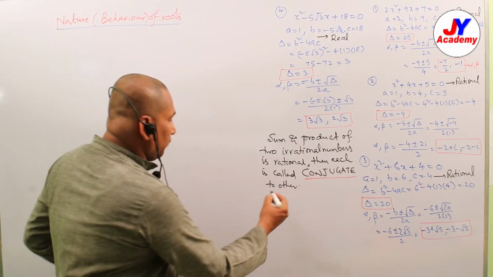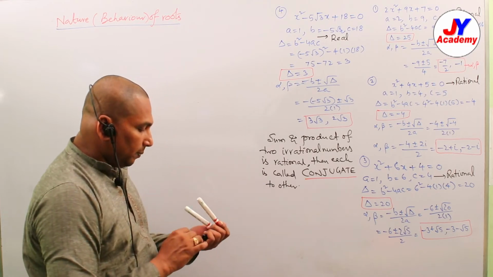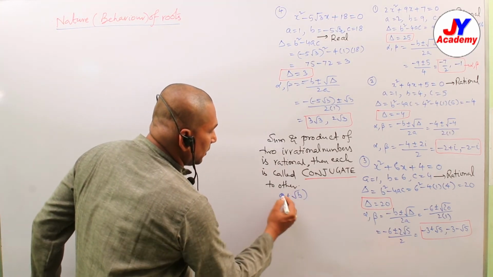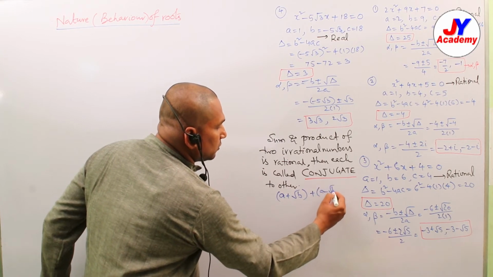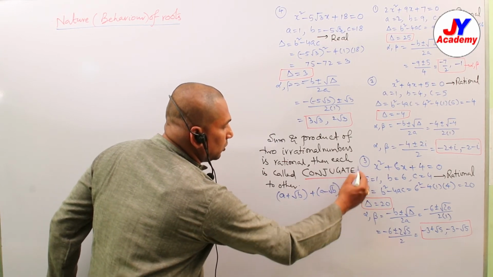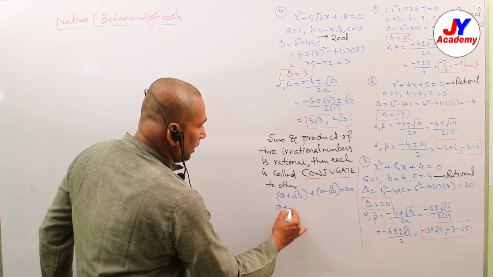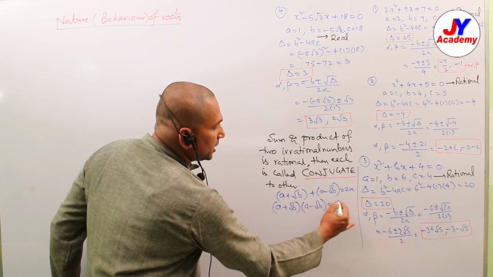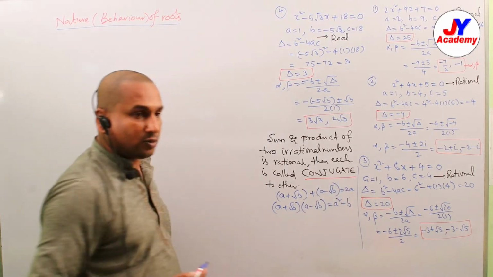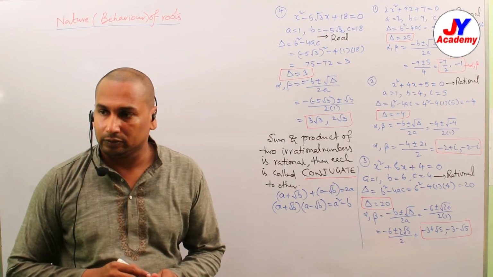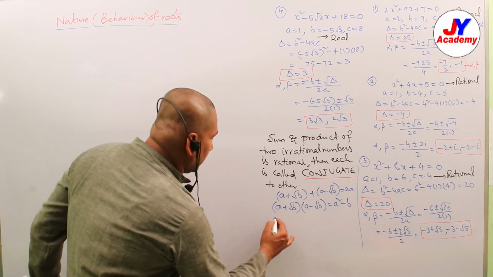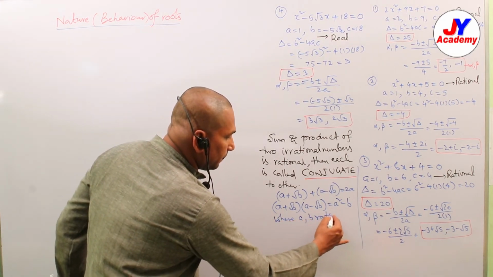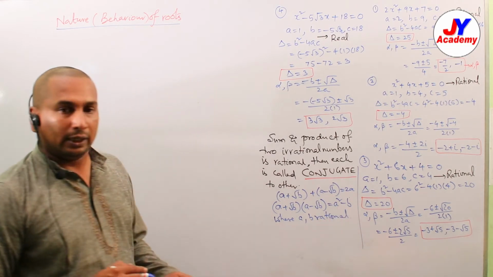So if you take, for example, a plus root b plus a minus root b, what is its sum? 2a. A plus root b into a minus root b, what is its product? A square minus b. Both rational, where a, b are rational.